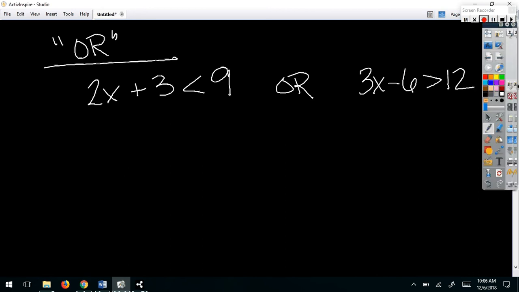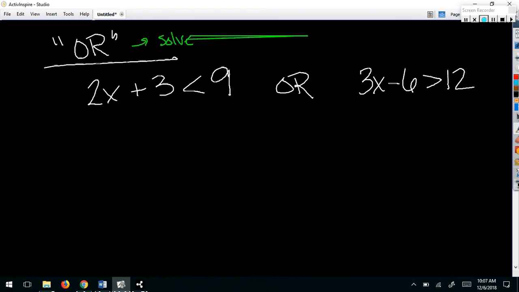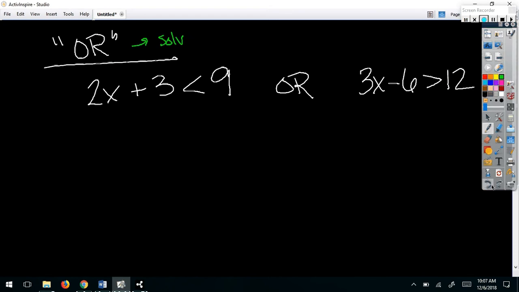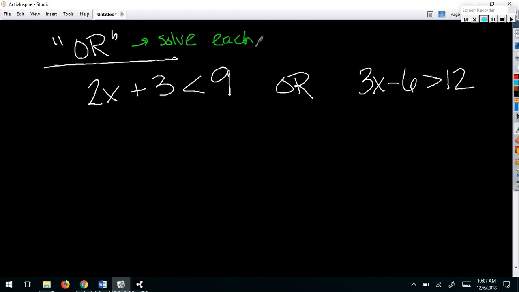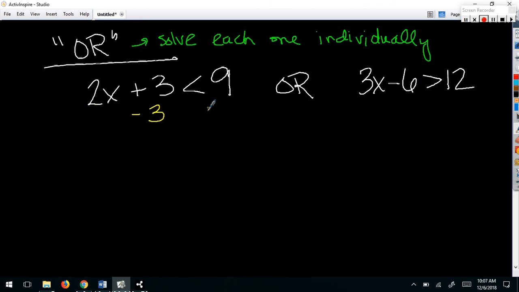So for ors, they're easier than ands. You solve each one individually. Don't even look at the other one as you solve the first one and vice versa. Okay? Look at the first inequality. I'm going to solve it by itself. Okay, so I'm going to subtract 3 from both sides. Don't come over here to this one. Remember, with and we have to do the whole thing at one time, but with ors, I forgot. I'll refresh.